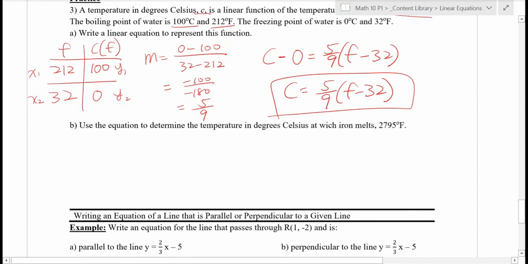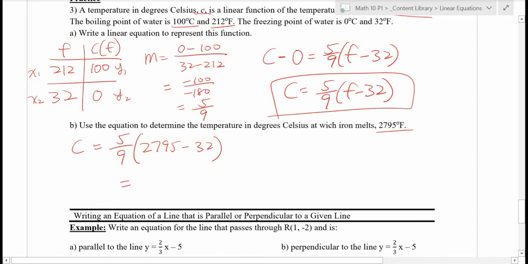Okay, part B, it says use the equation to determine the temperature in degrees Celsius at which iron melts. Iron melts at 2795 degrees Fahrenheit. So all we have to do is plug in 2795 into F. So it's really C of 2795. That's okay, I'm not going to write function notation here. So we're going to replace F with 2795 minus 32.